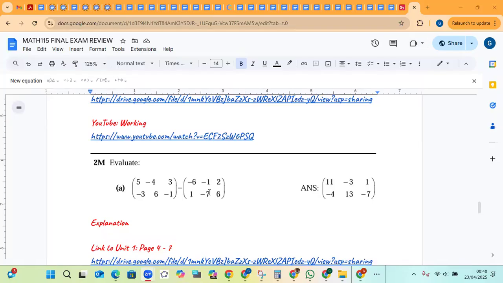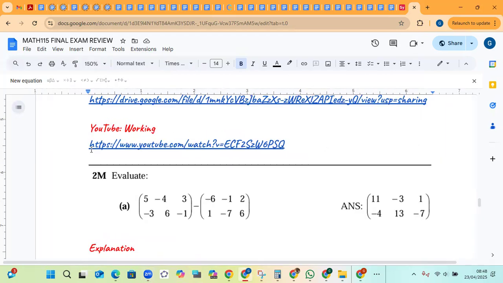In this video, we are going to discuss how to subtract these two matrices. That's number 2, part A in the Math 115 final review paper. So here we have a 2 by 3, 2 rows and 3 columns, subtract another 2 by 3, 2 rows and 3 columns, and this is the answer. So we are going to discuss how this answer was obtained.